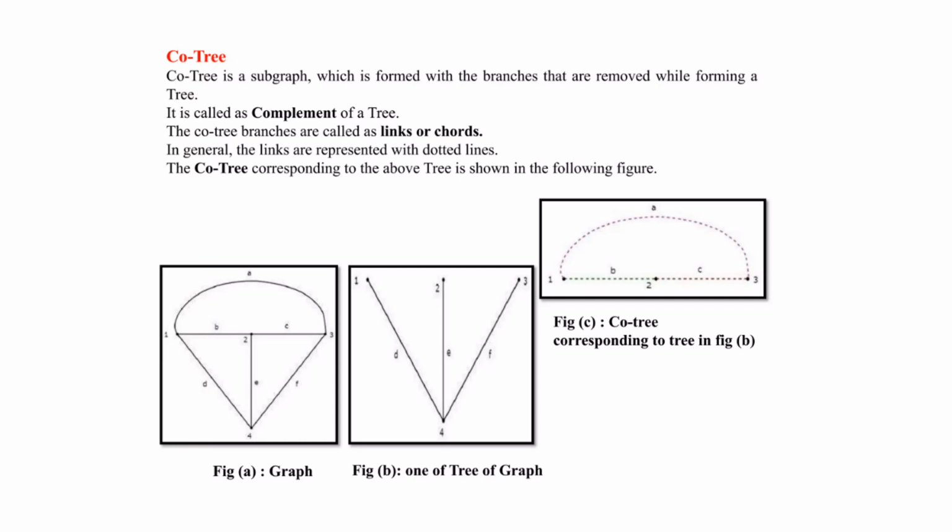A cotree is a subgraph which is formed with the branches that are removed while forming a tree. It is called the complement of a tree. The cotree branches are called links or chords.